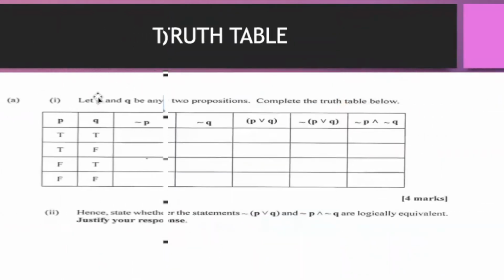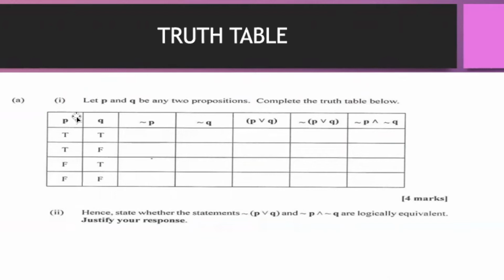Let's look at a question. This is a past paper question. Let P and Q be any two propositions. Complete the truth table below. So once again, we have true, true, false, false, true, false, true, false.